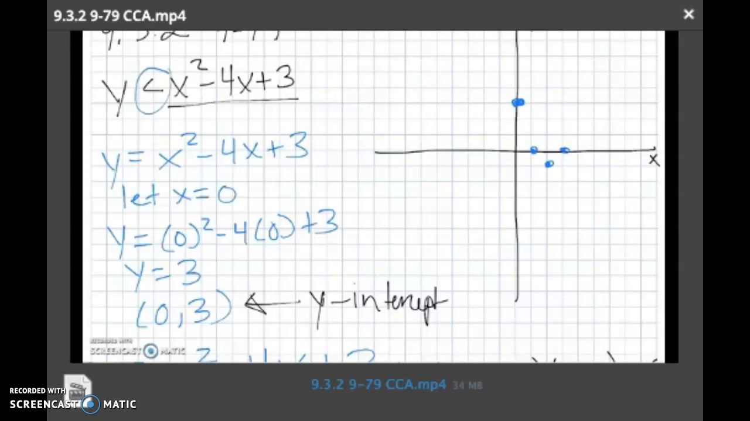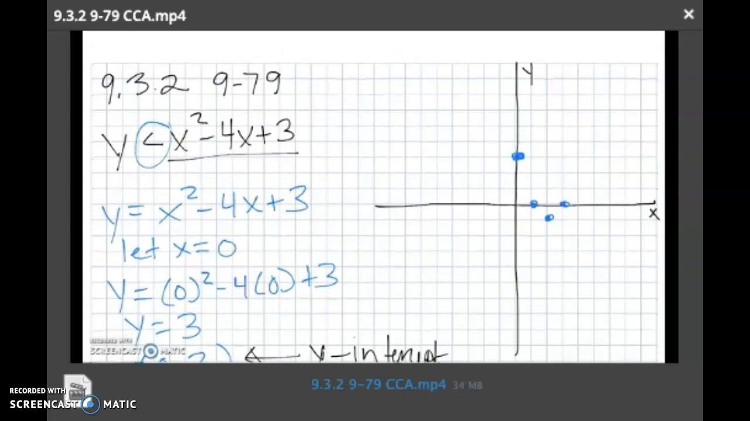So since there's no equal sign underneath that inequality, I know that this has to be a dotted line. It can't be solid because the points along the parabola do not make the inequality true. So it's either going to be the points above the parabola or below, and we'll test for that in a minute, but not the points on the parabola.